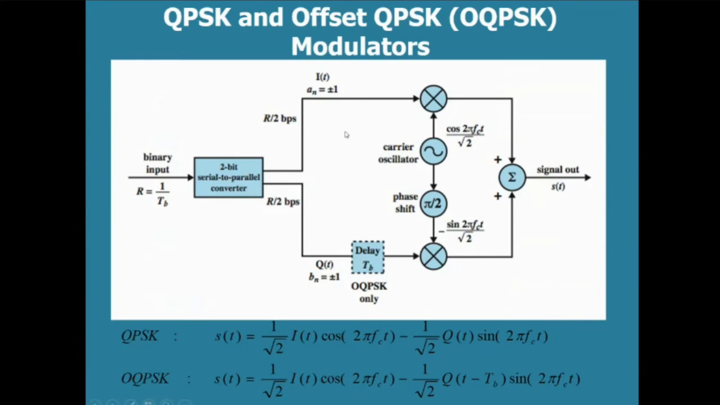Then in the same block, if you want to generate offset QPSK, we are going to include a delay element in the quadrature component, a delay of 1 bit period TB. See here, offset QPSK S of t equals the same thing: 1 by square root 2 I of t cos 2 pi fc t minus 1 by square root 2, and because of this delay, q of t minus TB, there is a delay t minus TB, sin 2 pi fc t.